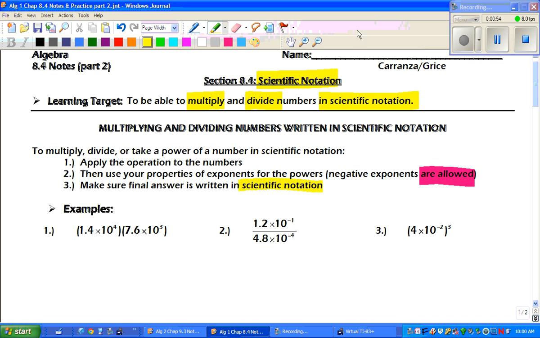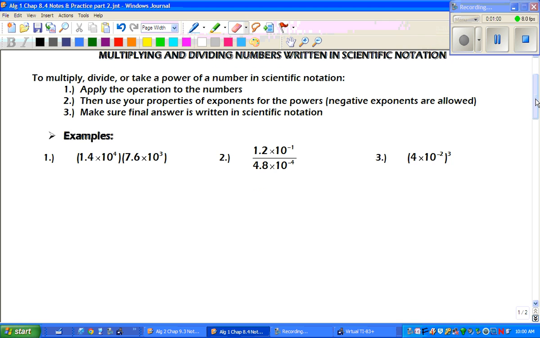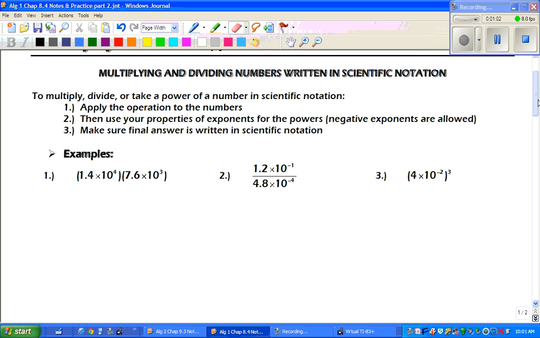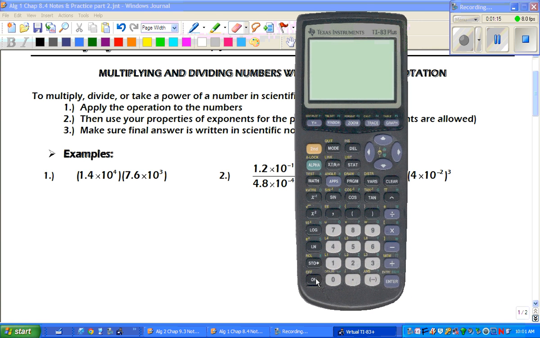Now, a nice thing, some of your calculators already do that. You can come see Ms. Carranza or myself, and we can show you how to do it. But what I'm going to teach you is just how to do it if your calculator were not able to do this. So first things, you need to have that calculator out and ready to go.